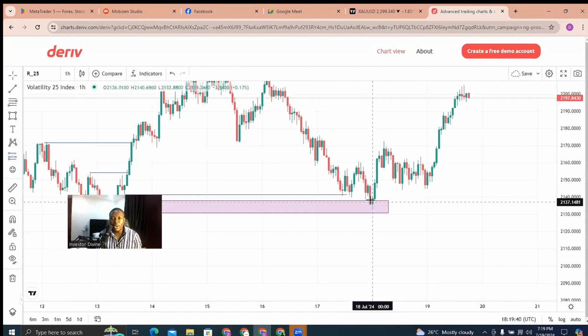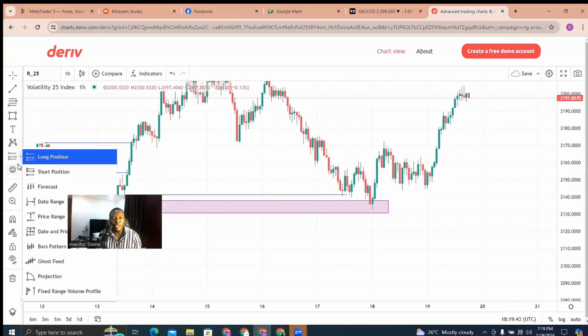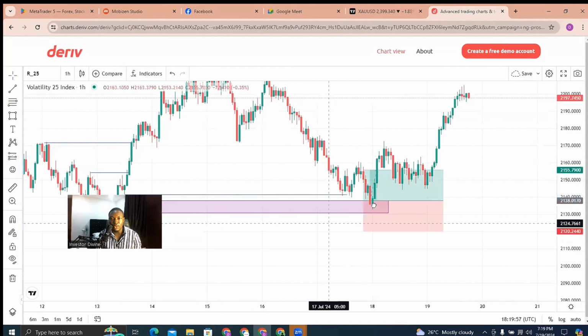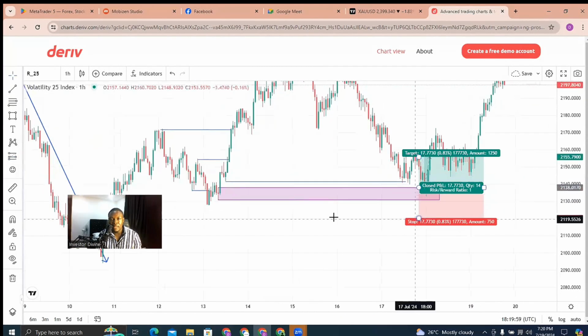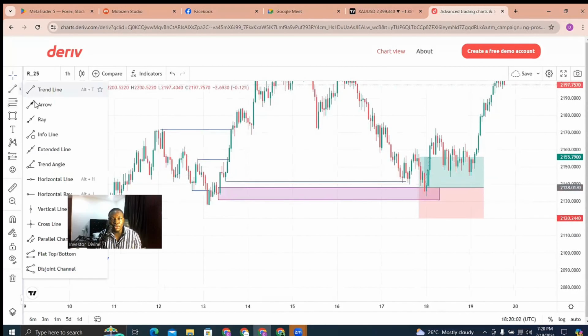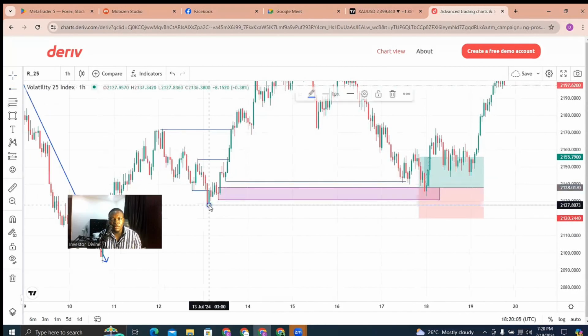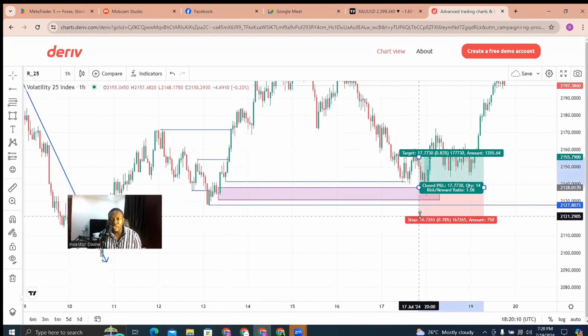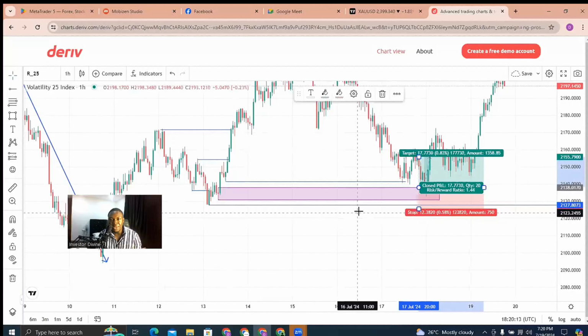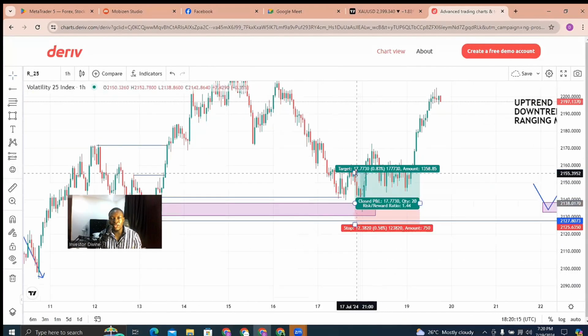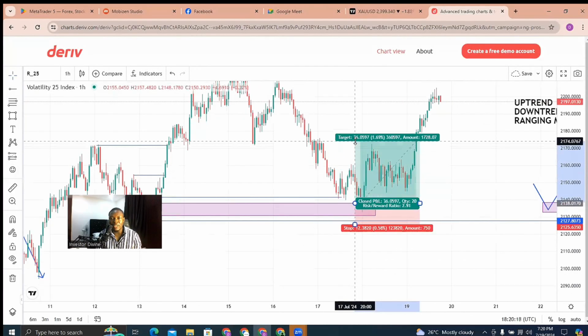So when you want to enter a buy position, you come here and choose this position tool. This is the long position, this is the short position. Long position means you want to enter buy, short position means you want to enter sell. So when you finish your analysis, you can just come and put your long position like this. Then where do you put your stop loss? This is a low, this is a protected low. So you put your stop loss just a little bit below here, and your target should be at least 1:3.